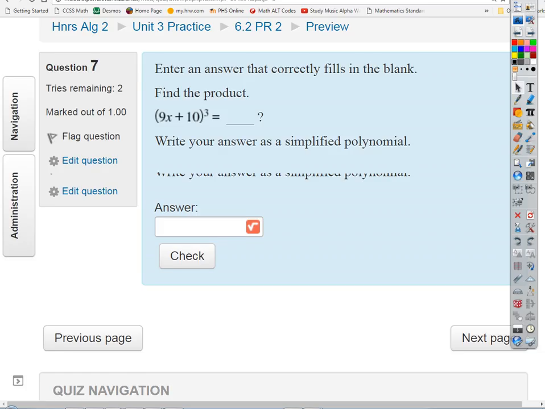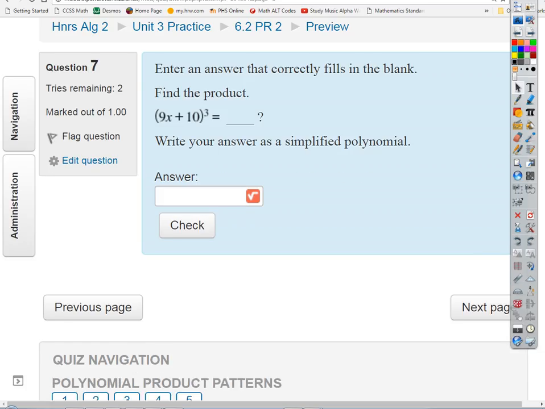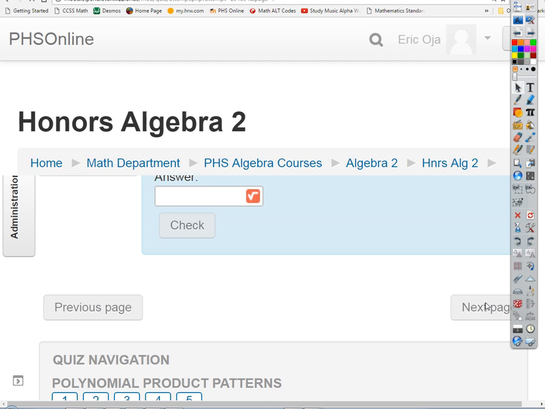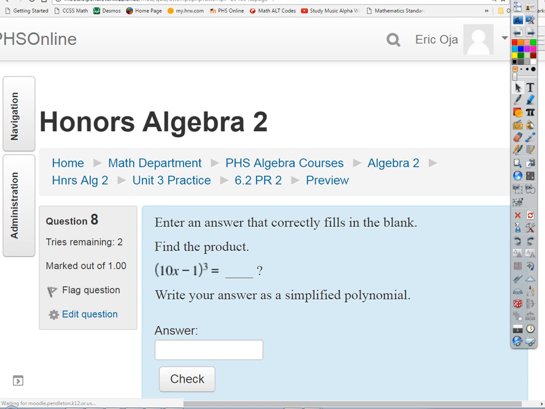Okay, how about something like that? That's easy, right? What's going to be my pattern for that one? 1, 2, 1. No. 1, 3, 3, 1. 1, 3, 3, 1, because it's going to be a binomial cubed, right? What's a? 9x. What's b? 10, right? No big deal. I'm going to skip up to the next page, and we'll actually maybe do this one.